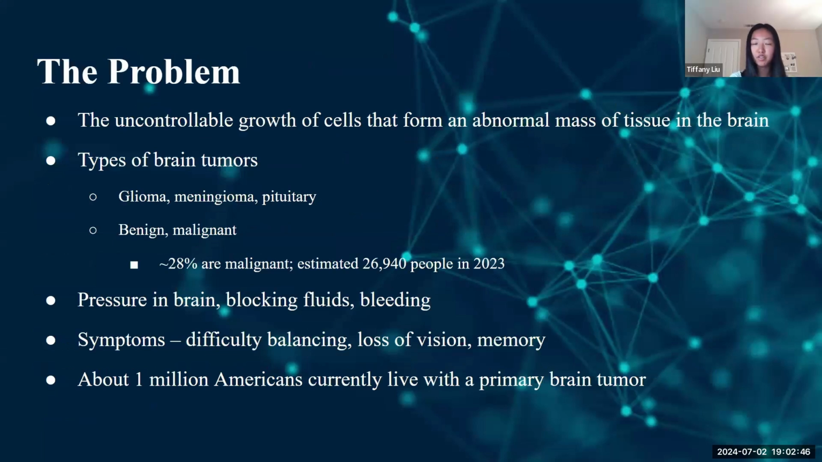So brain tumors are the uncontrollable growth of cells that form an abnormal mass of tissue appearing in glioma, meningioma, and pituitary areas of the brain, and they can either be benign, meaning they're non-cancerous, or malignant, meaning they're cancerous. And they also come along with a variety of symptoms, including fluid blocks, brain pressure, internal bleeding, and loss of balance, vision, and memory. The rising rate of undiagnosed or inaccurate brain tumors is affected by current approaches which cannot detect the formation of these tissues early enough.